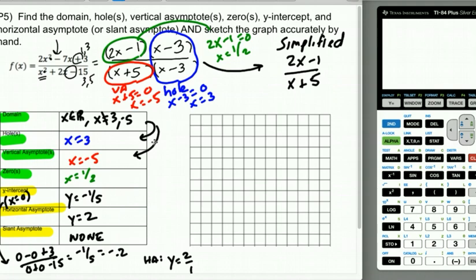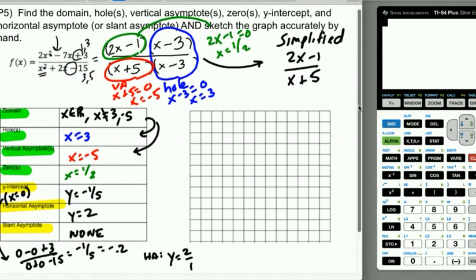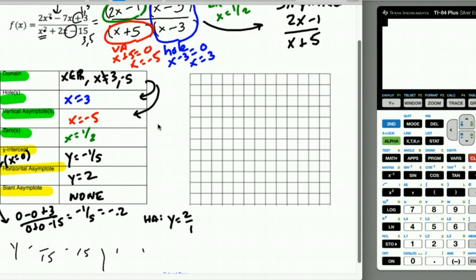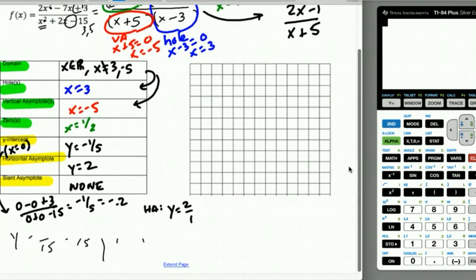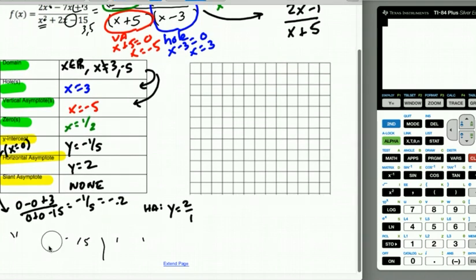So let's think about what we need on our graph. We just need to start by making a table around the vertical asymptote. The vertical asymptote is at x equals -5. Oh, sorry, there's a bunch of math under there that I didn't realize was there.